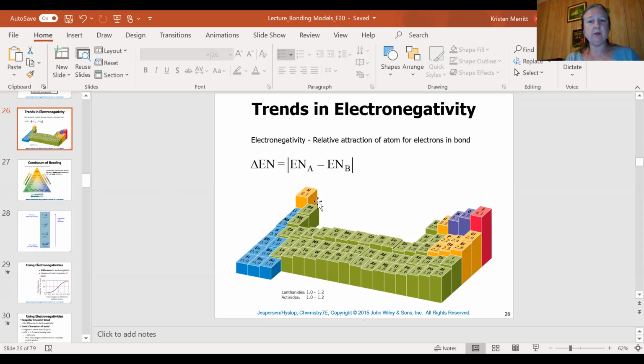So that is the introduction to the polar covalent, ionic character, and the gradation in between the two. It's no longer purely ionic and purely covalent.